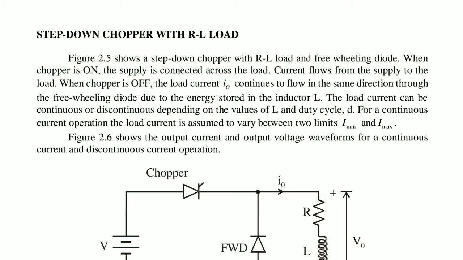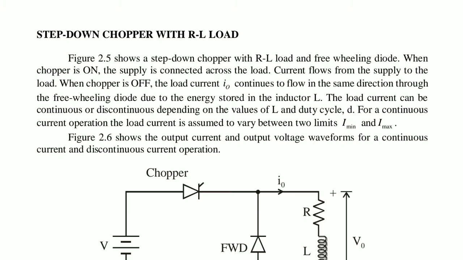Due to this RL load, there will be some waveform changes at the output on the current side. The output current may vary due to this inductor, which is connected in series with the resistor. So we will see the operation of this chopper after connecting an RL type of load at the output.